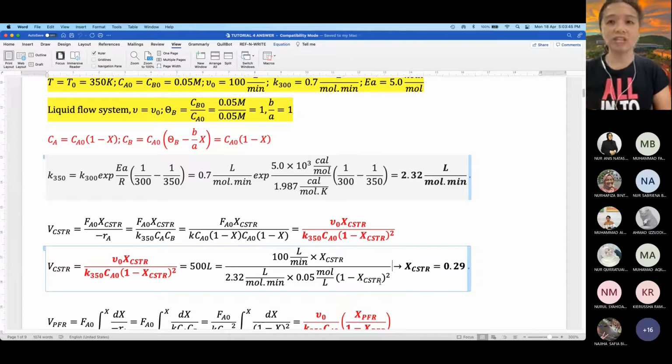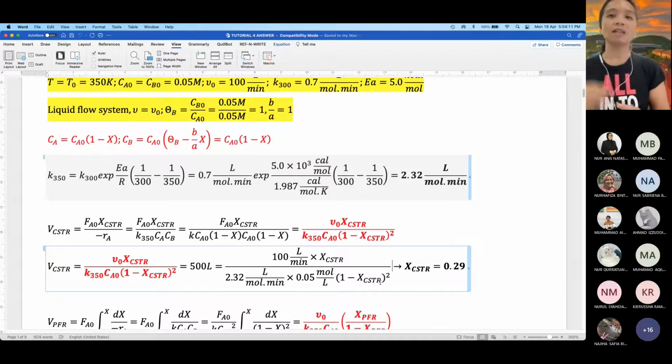When you solve this, you will actually get two values of x, because it is quadratic. One of the values of x will be more than 1 and the other x will be less than 1. Of course, ideally, theoretically, conversion cannot be more than 100%, or 1.